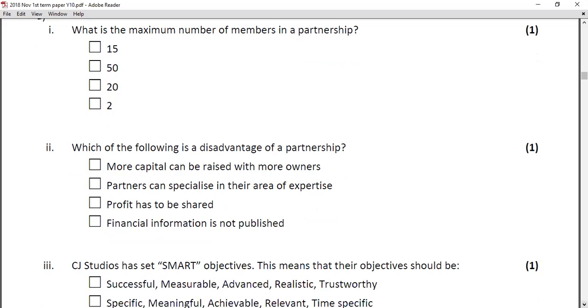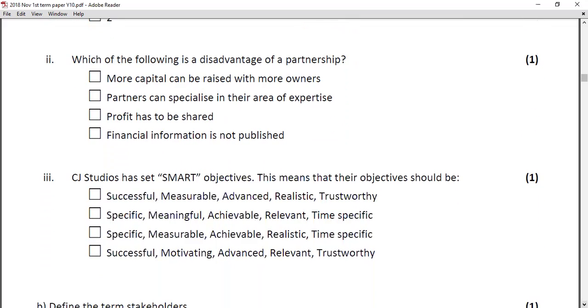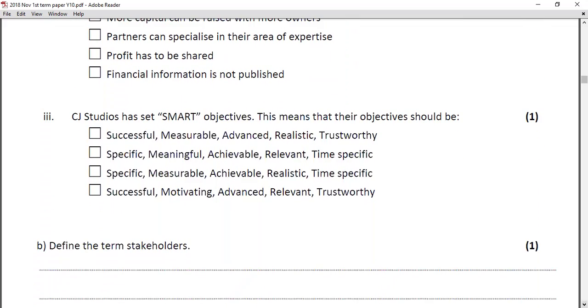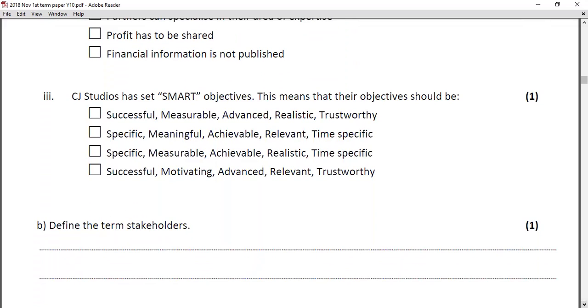Question number 3, right? CJ Studio has set SMART objectives. This means that their objective should be, what does SMART stand for? These are the qualities of an objective. First one: successful, measurable, advanced, realistic, trustworthy. Second one: specific, meaningful, achievable, relevant, time specific. Third one: specific, measurable, achievable, realistic, time specific. Fourth one: successful, motivating, advanced, relevant, and trustworthy.